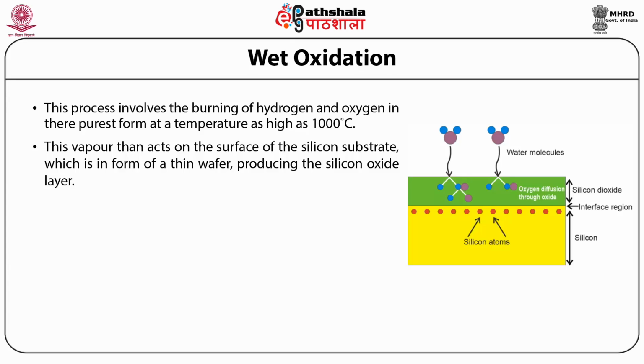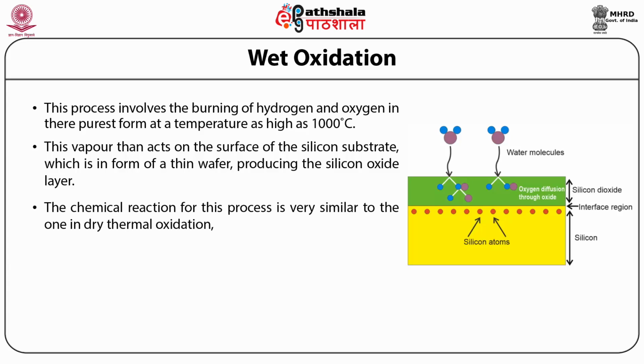And as you can see, the chemical reaction for this process is very similar to the one in dry thermal oxidation. That is, Si solid plus 2 H2O gas gives us SiO2 solid plus 2 H2 gas. Though the wet oxidation method gives a comparatively faster growth rate, the disadvantage is that the quality of the thermal wet oxide produced is not as good as that obtained from the dry oxidation process.